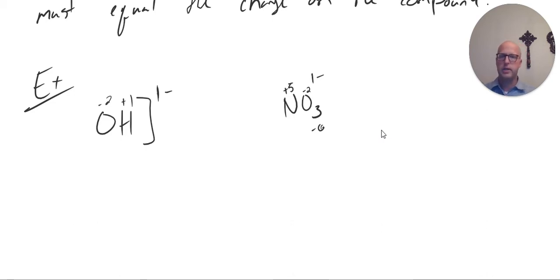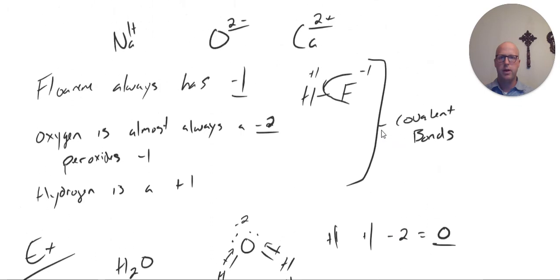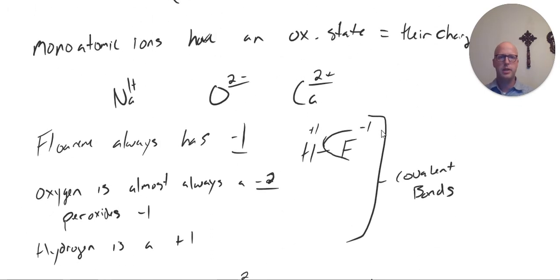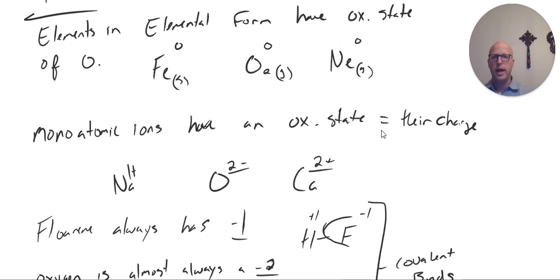So with oxidation states, all we're doing is keeping track of who has control of the electrons. This is just saying that oxygen is having more control over those electrons than nitrogen was, and more control over an electron than hydrogen was. So the oxidation states have to equal the charge. When we have monoatomic ions, the oxidation state is equal to the charge on that ion. Elements in their elemental form have an oxidation state of 0. That is always true.